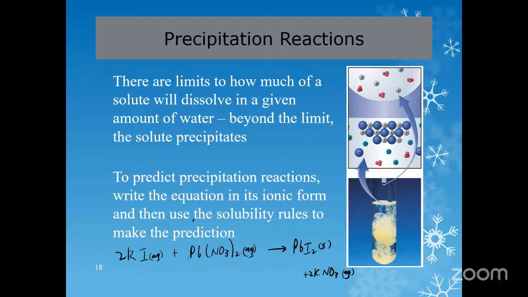So this is an example of a precipitation reaction because here we're starting with this solution, we're mixing it with this solution, and you're going to get a solid being formed. And the solid, this pale yellow solid, is lead iodide being formed, right? The other product will be potassium nitrate, but that will remain in solution. So this is a good example of a precipitation reaction where two solutions are mixed and you end up with a solid that is formed.